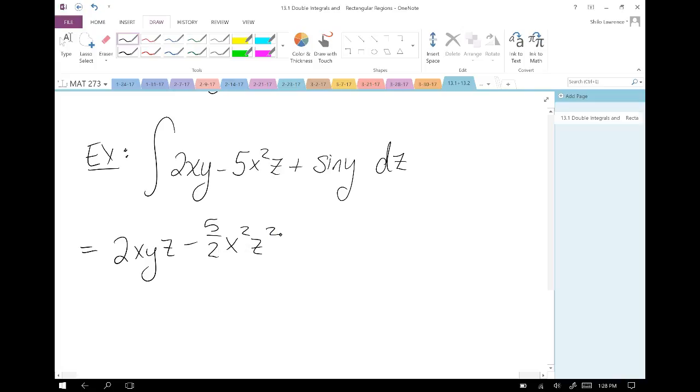And who cringed when we saw the sine? On the inside a little bit, but it's really not bad because what are we just going to do to it? Throw a z on it. It's a constant term. It has no z's. Since we're integrating with respect to z, we're just going to throw a z on it.